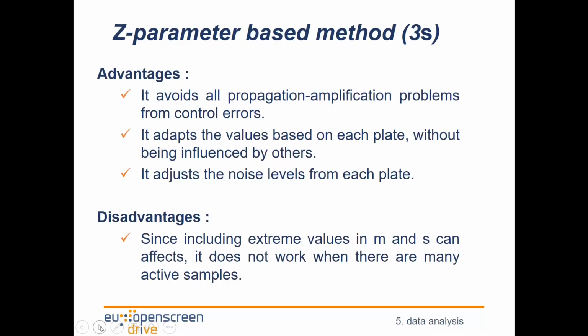There are some advantages to the Z parameter because it is taken plate per plate, and it gives us the noise level for each plate. That is very good because it gives us an idea of whether all of the plates of the run that we performed on one date could be considered, or only some of the plates, but not the whole run. In this way we try to avoid the problems that we have if we consider the whole run as completely good.